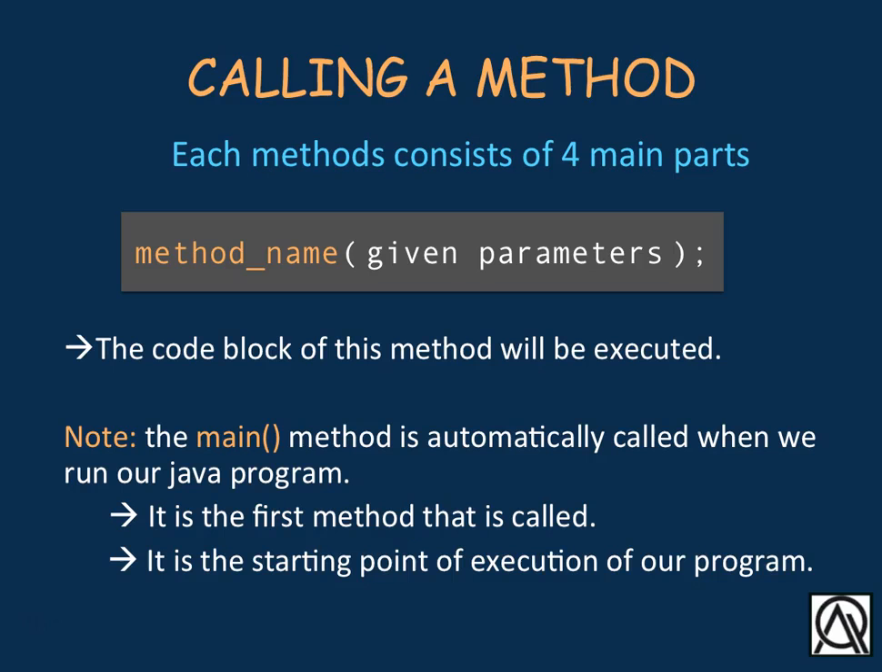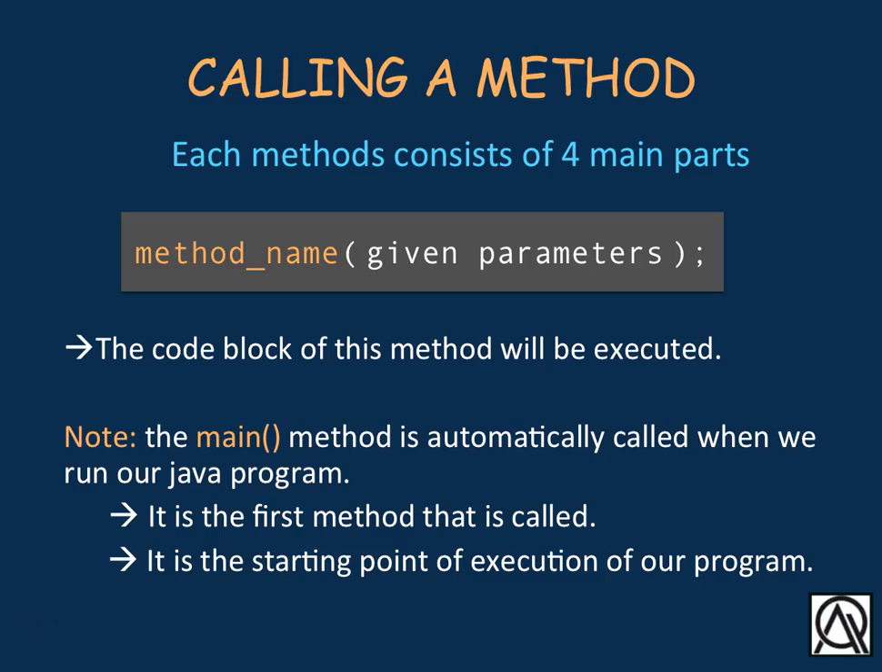Now we will see how we can call a method. So what is calling a method? It is basically using the method. For instance, we want to call a method that prints the username. In order to use it, we should call it. Now we will see how. We write the method name and parentheses, and inside the parentheses we put the parameters that the method needs.